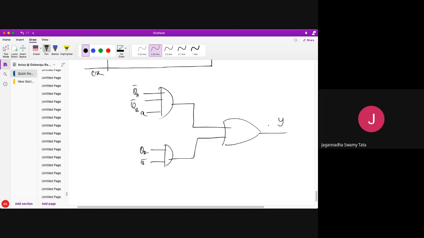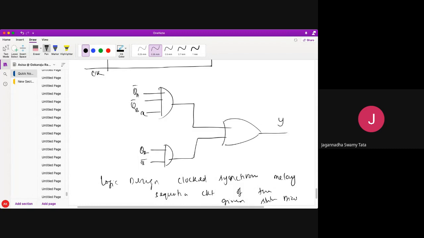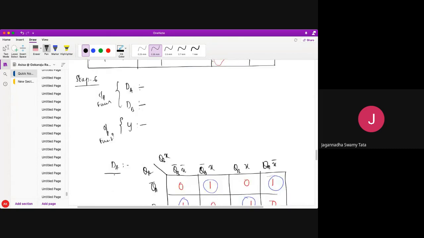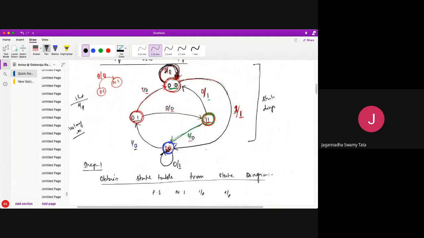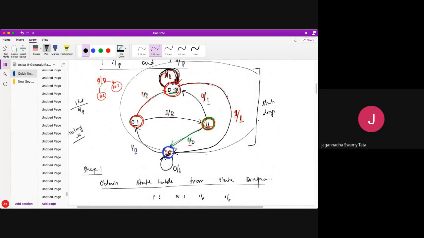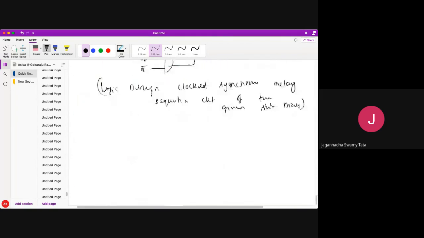Okay, do you all understand? So this is my logic design. What is this? This is my logic design, a clocked, synchronous Mealy sequential circuit of the given state diagram. What is the state diagram given here? The state diagram is this one. In the question it's given. Okay, for this particular state diagram we have this particular logic circuit.